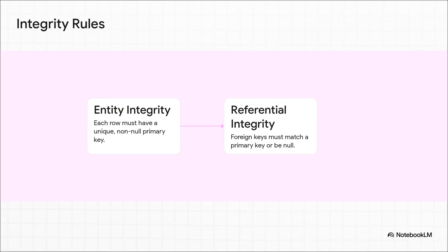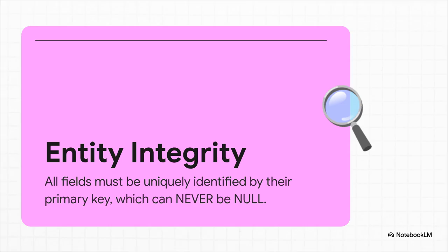Now for the other guardian, integrity. This isn't about who can access the data, it's about making sure the data itself actually makes sense. To do that, a database has to enforce two critical, non-negotiable rules. Rule number 1 is entity integrity. This sounds fancy, but it's super simple and absolutely vital. It just means every single row in a table must have a unique identifier, its primary key, and that key can't be empty. I mean, think about it. You can't have two products with the exact same product ID, and you can't have a product with no ID at all. Every single thing needs a unique identity.